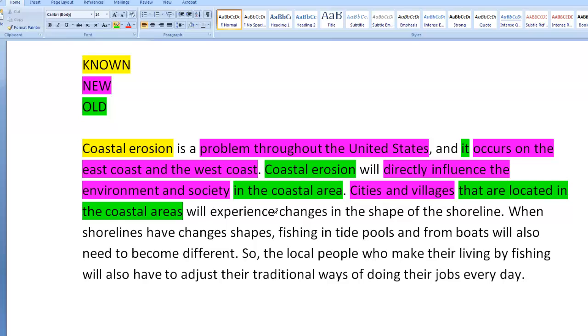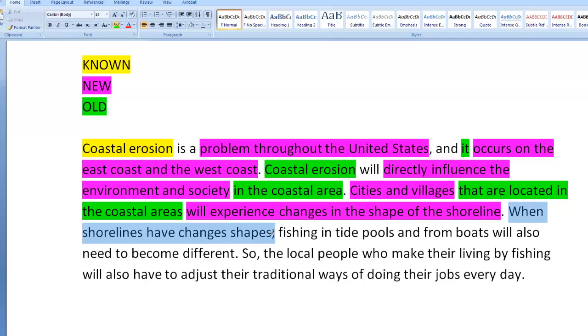And the fact that they will experience changes in the shape of the shoreline is new. We knew already that they were going to influence environment and society. We did not know how, and here you can see the fact that they're going to experience changes in the shape of the shoreline is an environmental influence. And so that is a new piece of information. When shorelines have changes in shapes, that is old information, because you can see here we've already talked about the shape of the shoreline. So you can start to really see how information is being built, how it's being scaffolded in this paragraph in order to maintain this common ground with the receiver.